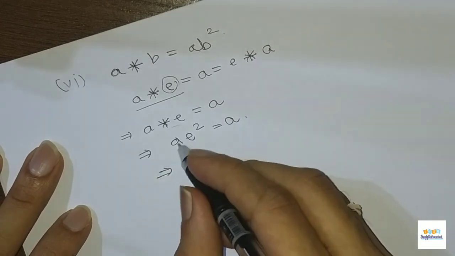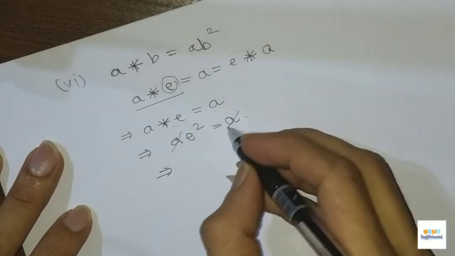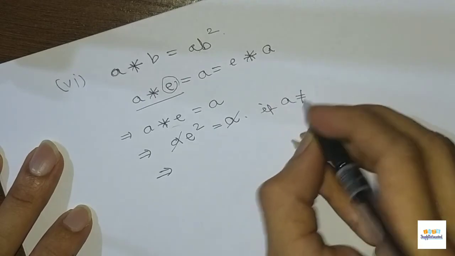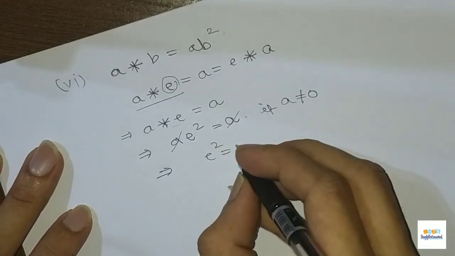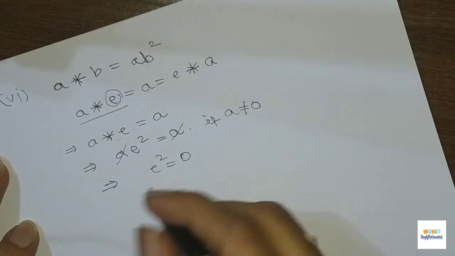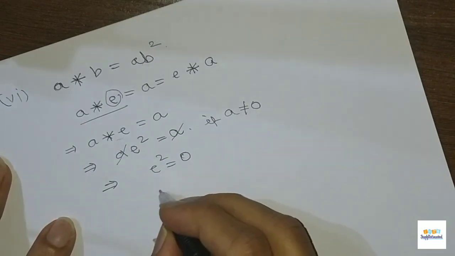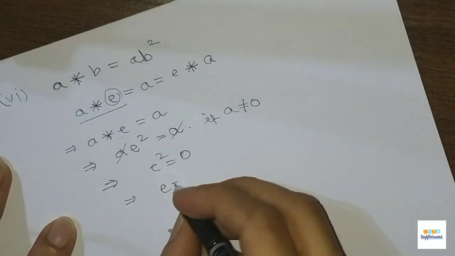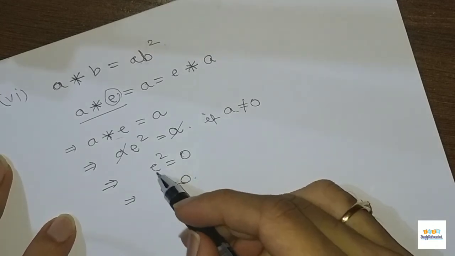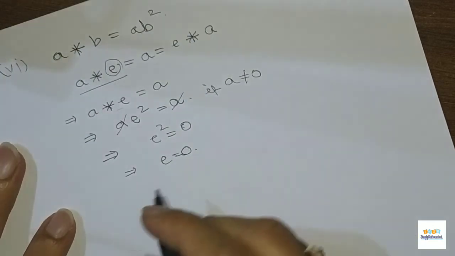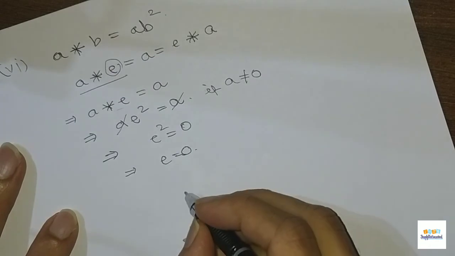So now here a and a will get cancelled, if a is not equal to 0. And you will get e square equal to 0 from here. Now from here what you get is e is equal to 0. If the square of a number is 0, that means the number is 0. So e is equal to 0.